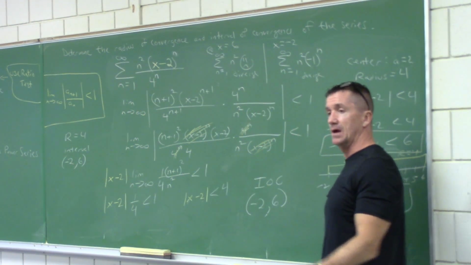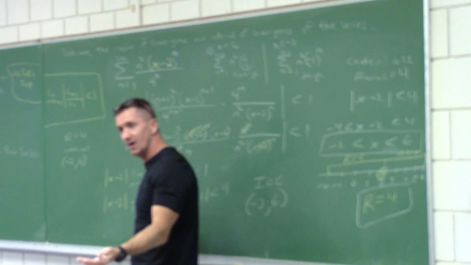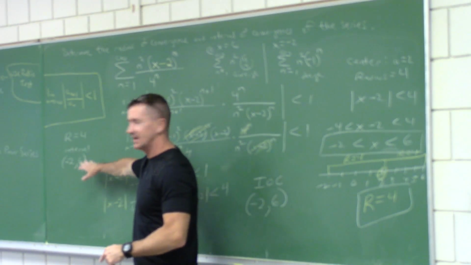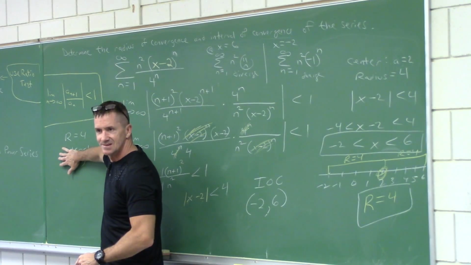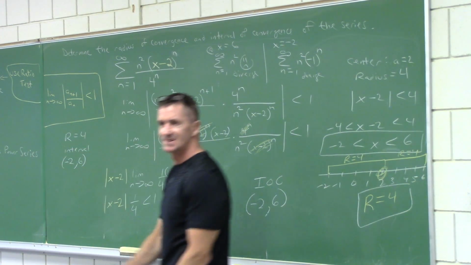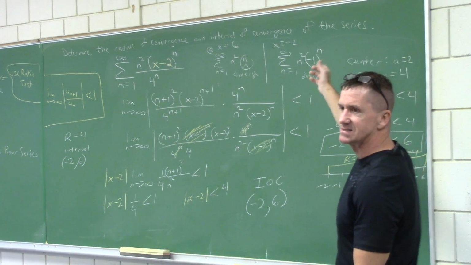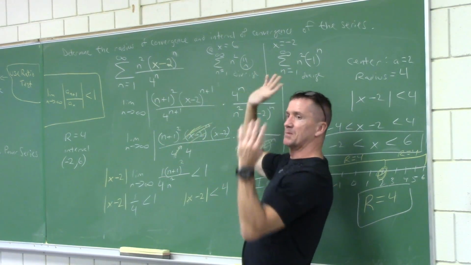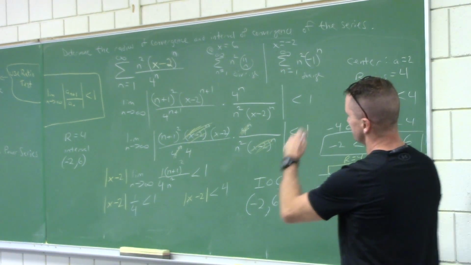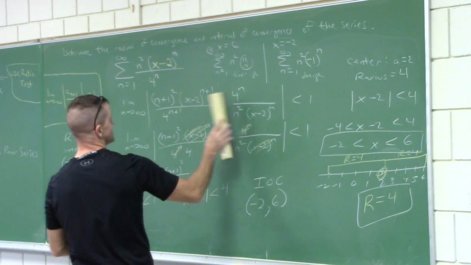I know there are some institutions that just want the radius. They're like, don't even worry about checking the endpoints. They just want to know what the radius is. So don't let it be such a burden. The key is getting that radius and where it's centered.